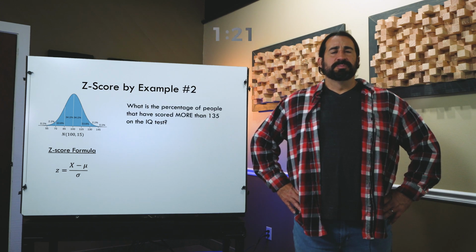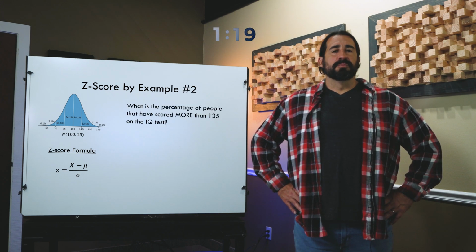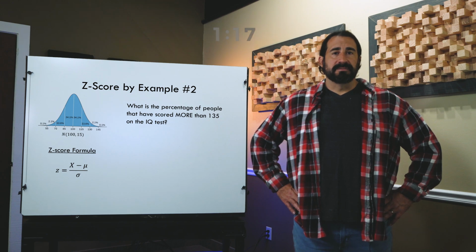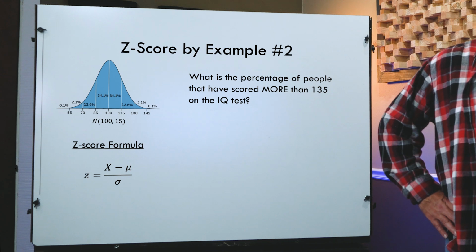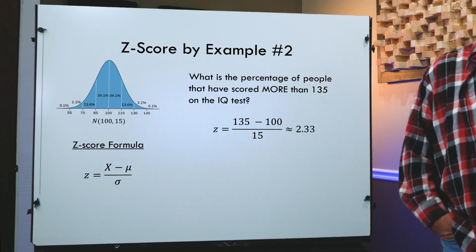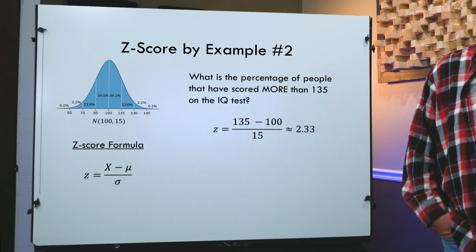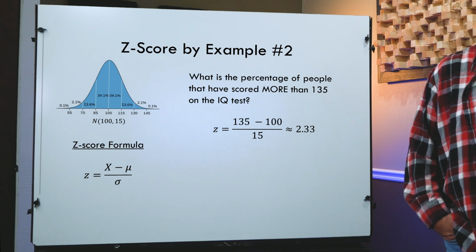Let's try a harder one. Suppose we want to know what percentage of people scored more than 135. Let's apply the z-score formula and look at a standard normal table to find out the answer once again. Z equals 135 minus the mean of 100 divided by 15. The result would be 2.33.